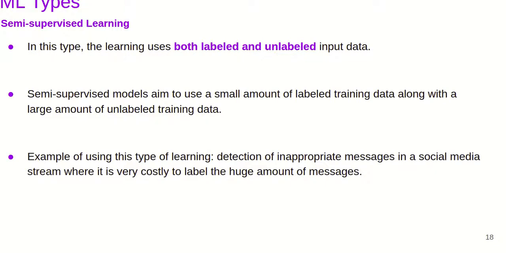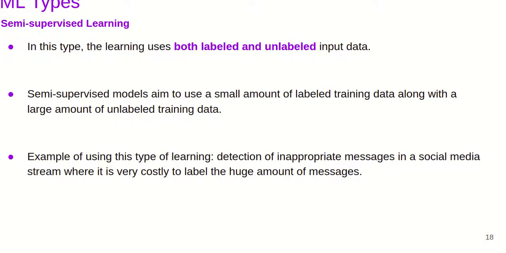So now we have seen the supervised and the unsupervised. We have what's in between, which is semi-supervised learning, which has both labeled and unlabeled data. So basically, a semi-supervised model will aim to use a small amount of labeled data with a large amount of unlabeled data.